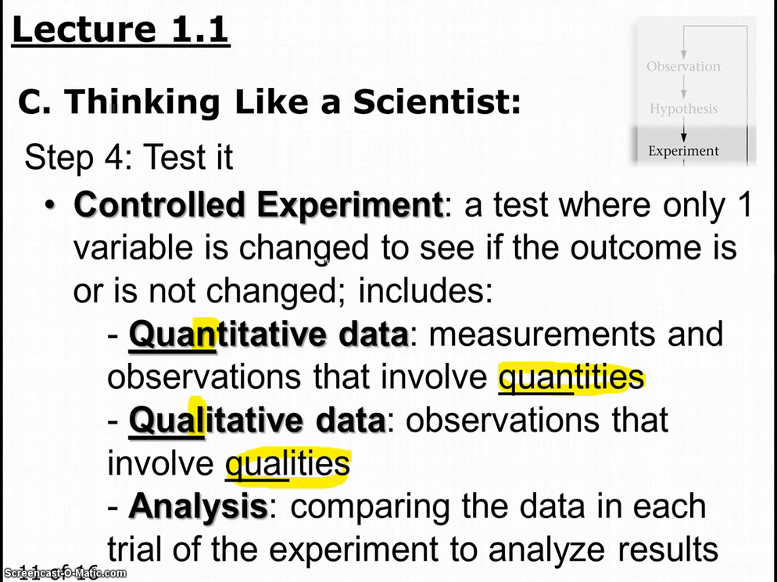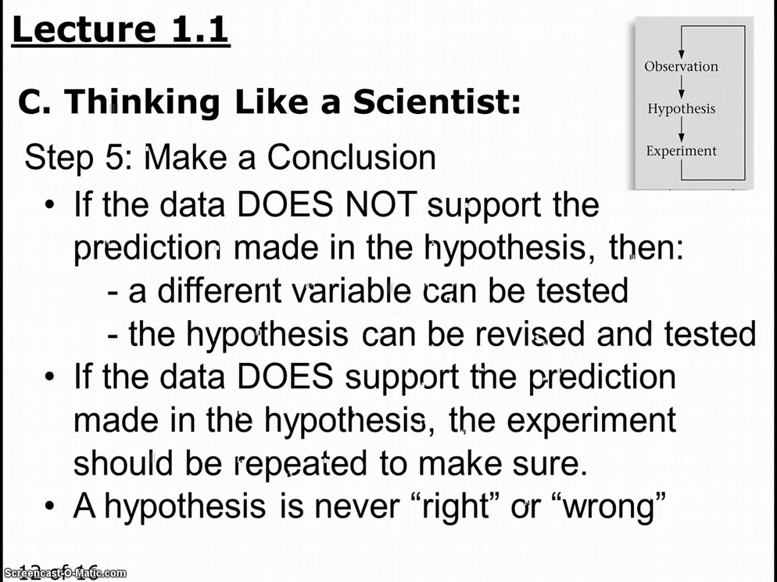So this could be changes in color, changes in smell, changes in appearance, cloudy versus transparent. That would be qualitative data. Finally, you would have an analysis section in which you compare the data in each trial of your experiment to analyze your results. Step 5 is to make a conclusion about whether your hypothesis was supported or not.